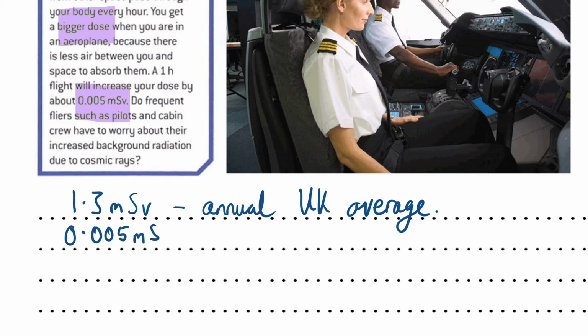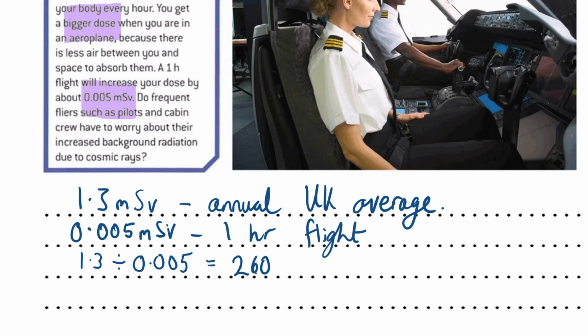0.005 millisieverts. If we compare the two, we would divide 0.005 into 1.3. So if I just do this calculation, we can see how many of those 0.005s go into 1.3. In other words, how many hours flying is the equivalent of a year's exposure, and that comes to 260.